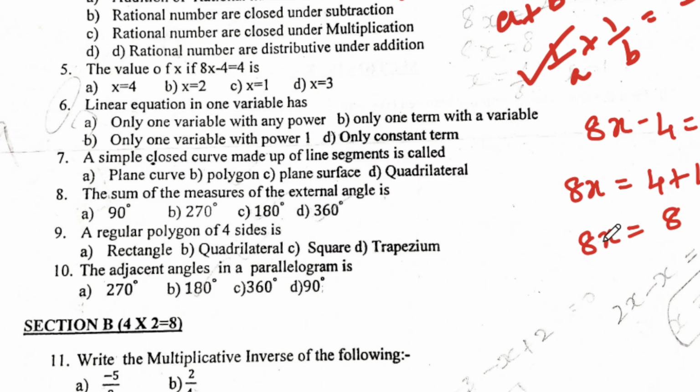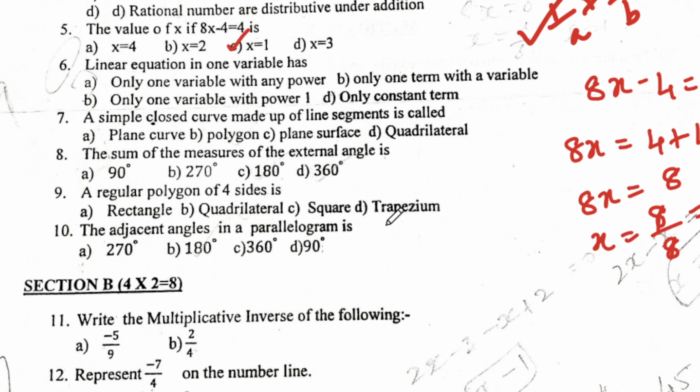So now we have 8 in multiplication. So 8x is equal to 8, and when a number in multiplication goes to the opposite side, it goes into division. So x is 8 divided by 8, so 8 ones are 8. So the answer is x is equal to 1. So option C. Okay, next.